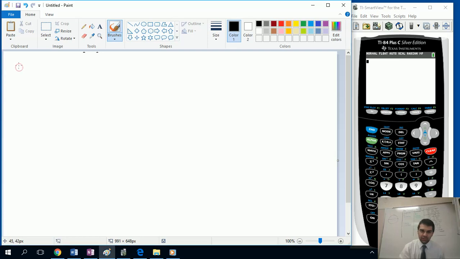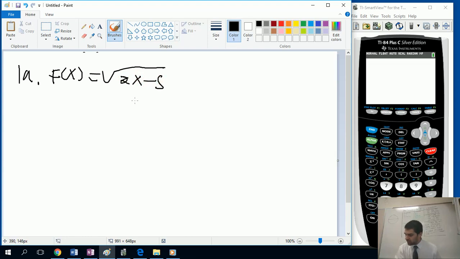1A. You need to describe the domain of each function using set and interval notation. You really need to have your study guide out in front of you in order for this to work effectively. So f of x is equal to the square root of 2x minus 5. Sorry, I need to have mine out in front of me as well. Let's make sure I'm looking at this right.